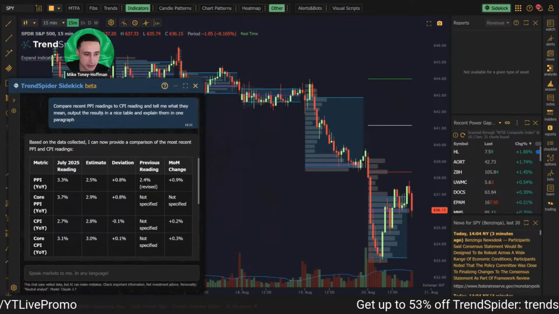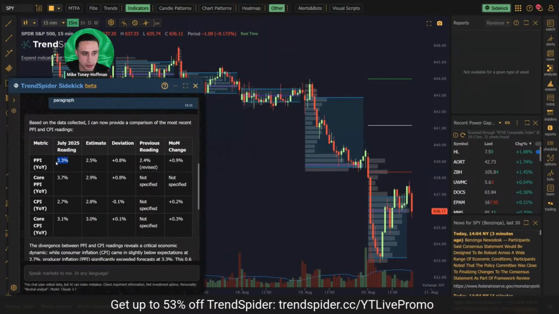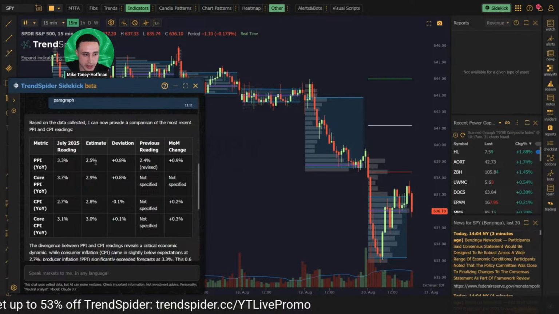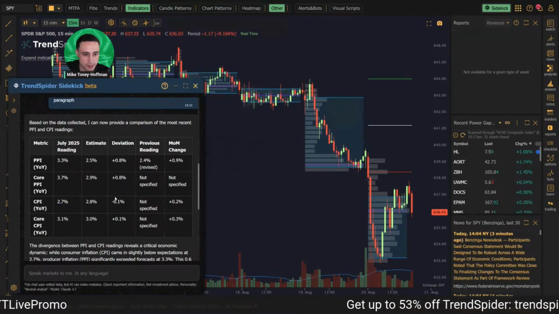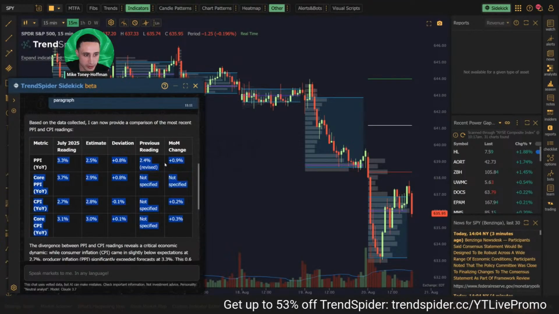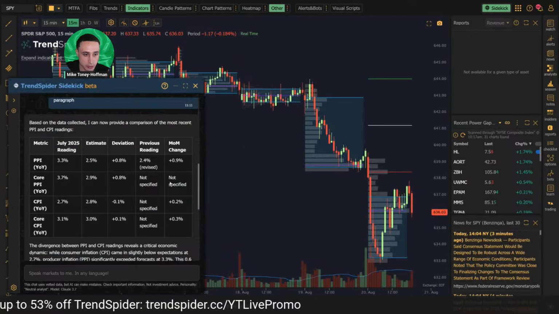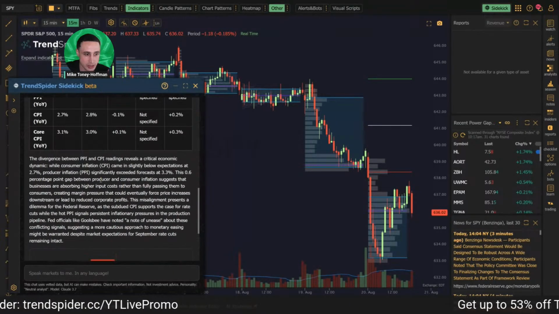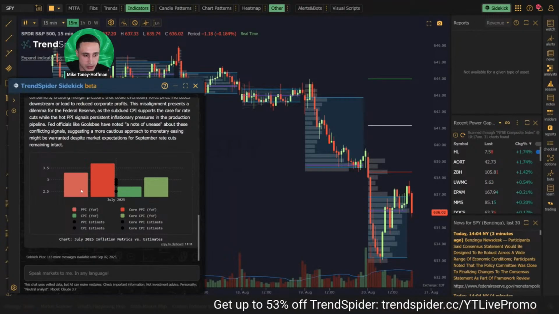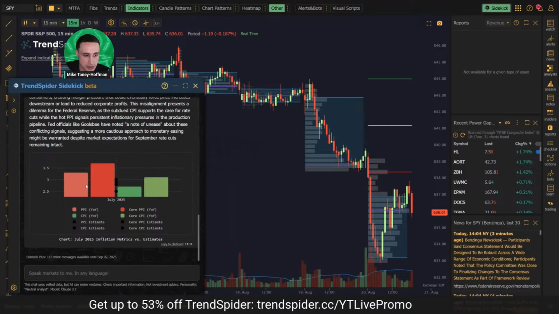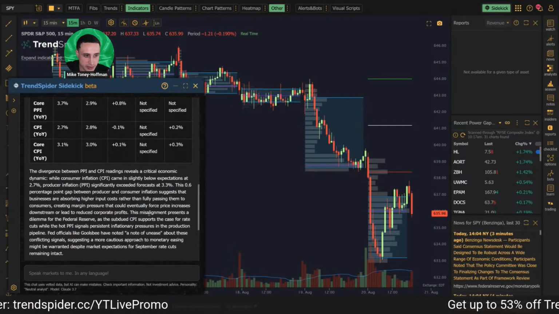As you can see right here, it outputted a nice table like I asked it to. So you can see most recent was 3.3% versus the estimate, and CPI was 2.7, which is a bit lower. But as you can see, they're all pretty much plus 0.2%, plus 9% year over year changes. So it actually has another chart down here too. This is really cool. So this is PPI year over year, and then CPI year over year. That is interesting, but let's see what it says.